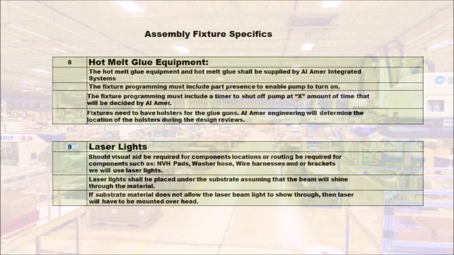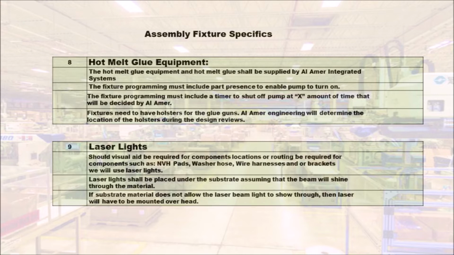Hot melt glue equipment. The hot melt glue equipment and hot melt glue shall be supplied by Amer Integrated Systems. The fixture programming must include part presence to enable pump to turn on. The fixture programming must include a timer to shut off pump at X amount of time that will be decided by Amer. Fixtures need to have holsters for the glue guns. Amer Engineering will determine the location of the holsters during the design reviews.